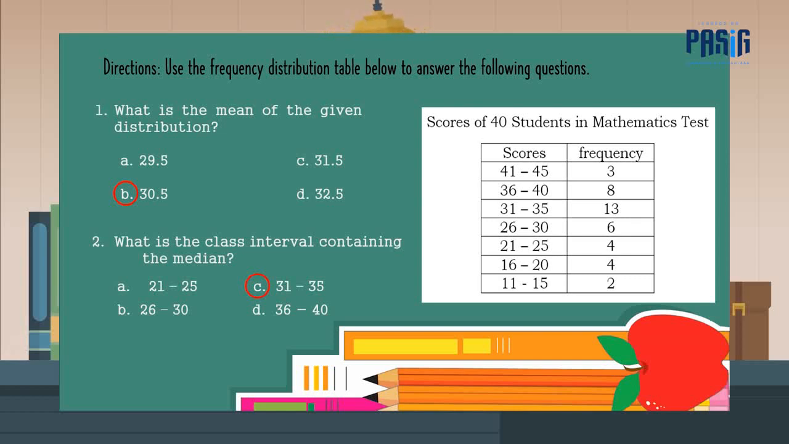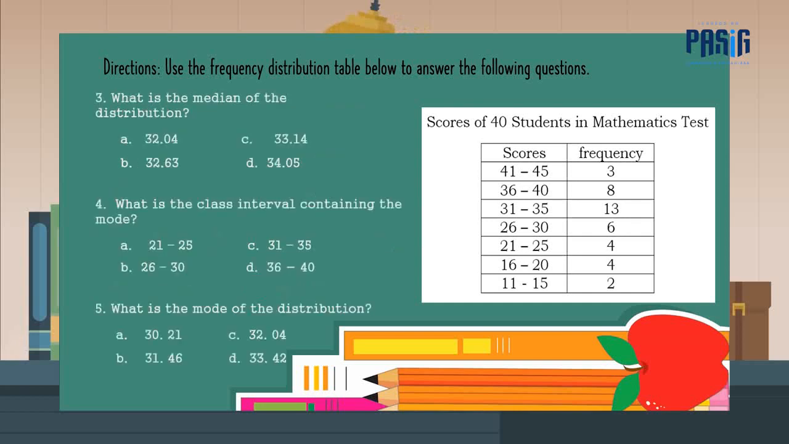Number 3. What is the median of the distribution? Answer A. 32.04. Number 4. What is the class interval containing the mode? The correct answer C. 31 to 35. Number 5. What is the mode of the distribution? The correct answer D. 33.42.